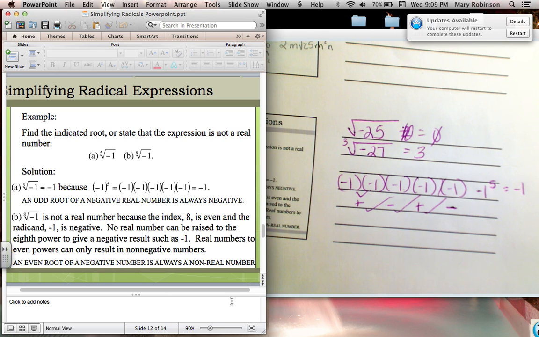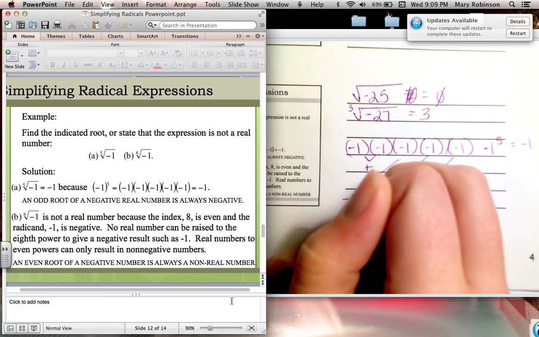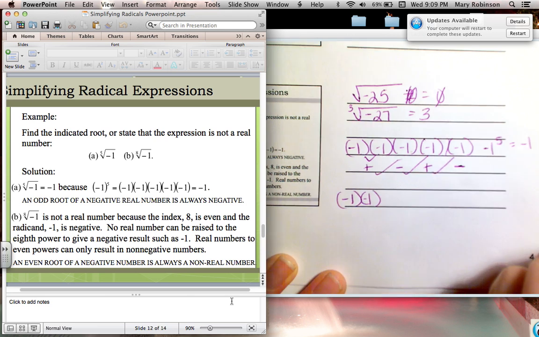Well, now it has us consider with 8. If you have 8 negative 1s, what does that equal? So, negative 1, negative 1.